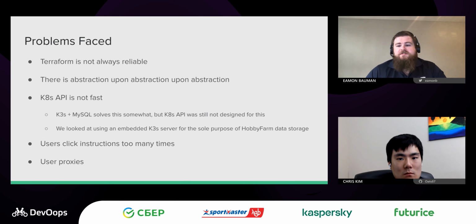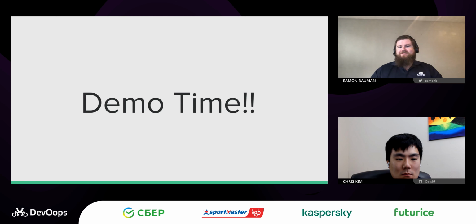The other problem we faced is user proxies, where users may not have the ability to access HobbyFarm because of corporate proxies, or the ability for the WebSocket shell to open because it's expected that their browser will send all of its traffic through a proxy. With that in mind, it's time for the demo.